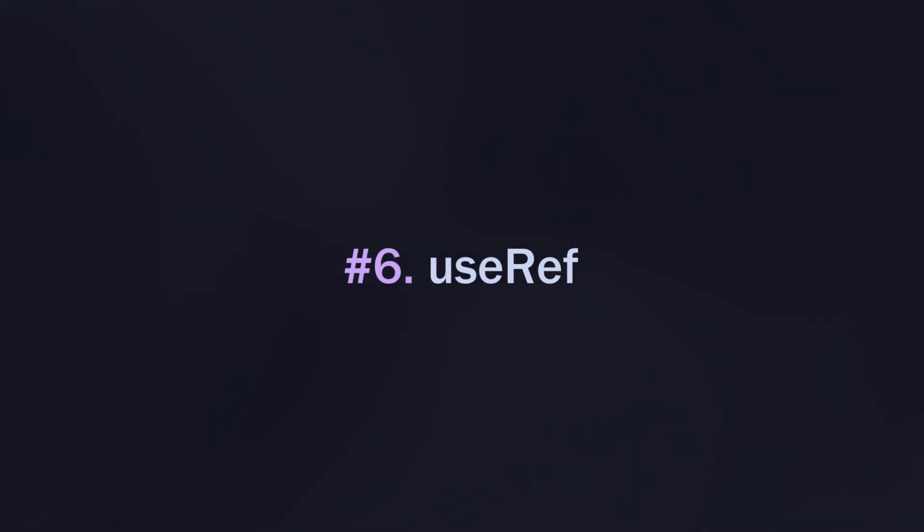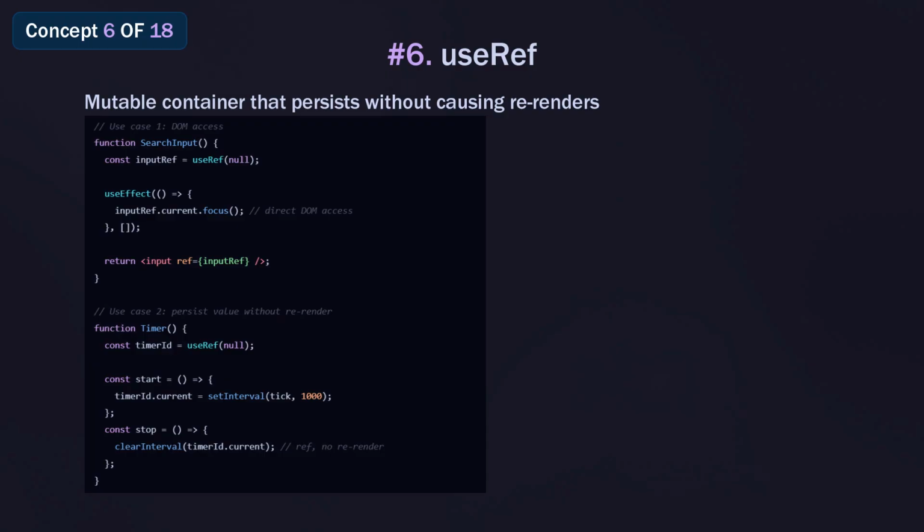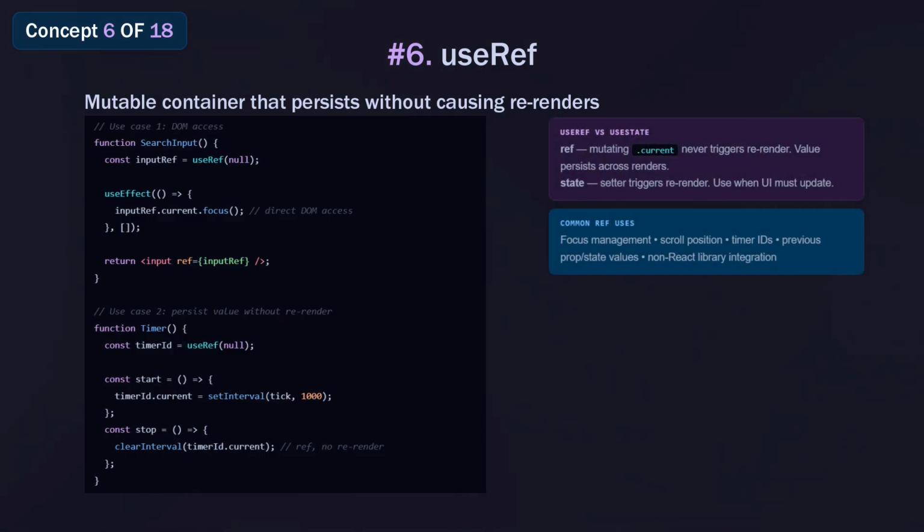useRef. useRef gives you a mutable container that persists across renders without causing re-renders when it changes. This is the key difference from state. Updating a ref doesn't trigger a render. The two main use cases: accessing DOM elements directly and storing mutable values that you want to persist across renders, but don't want to trigger a render when they change.